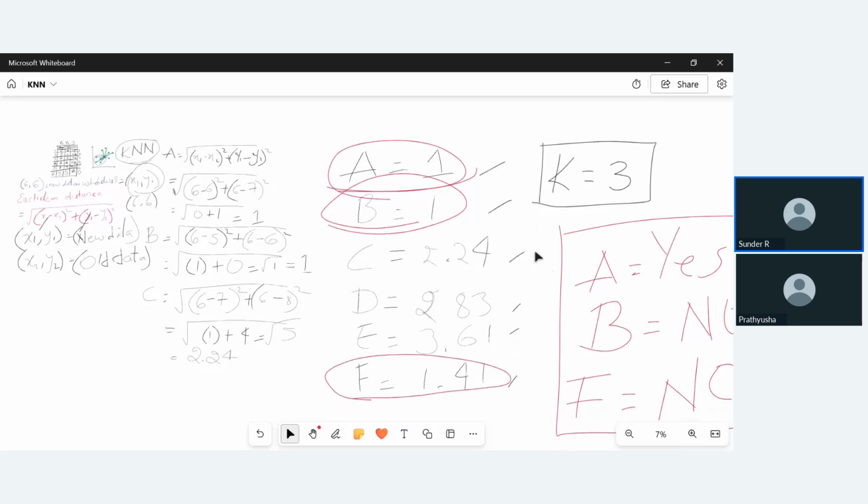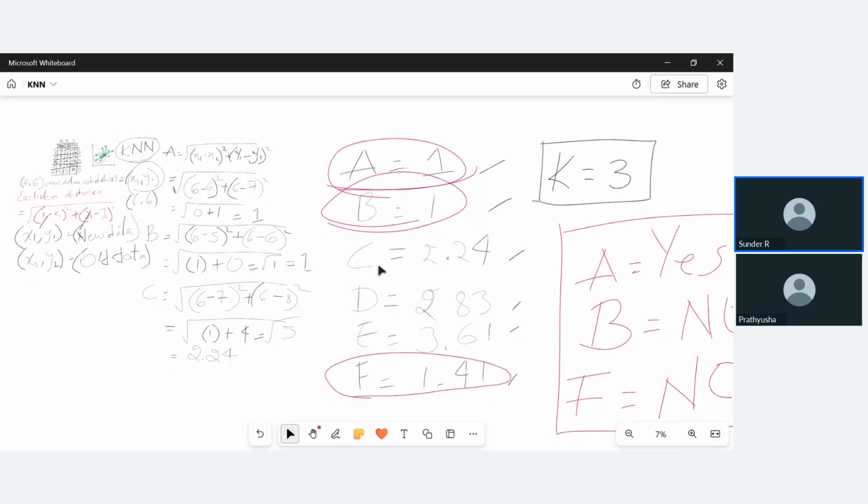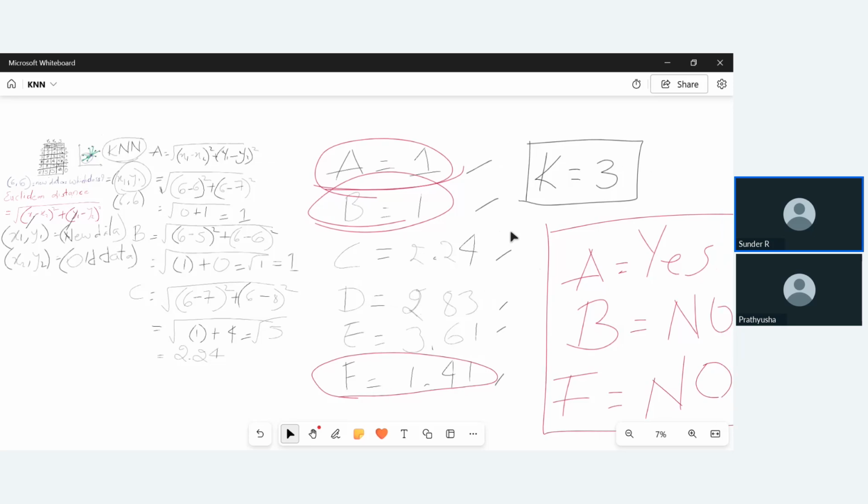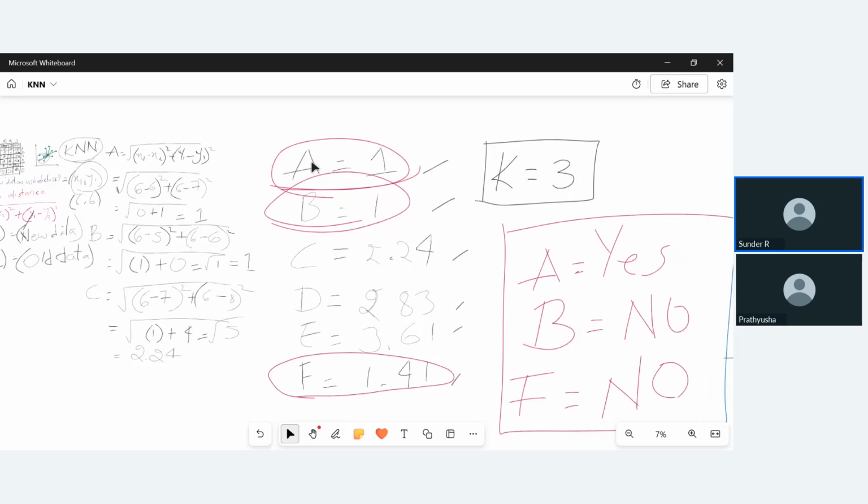After we have chosen these 3 k values, next we have to find how each of these k values belongs. Does it belong to yes or no? Does it belong to 1 or 0? Then we find out next, what does that A come under? It shows that with the A coordinates, the energy level shows that that person is going to the gym.